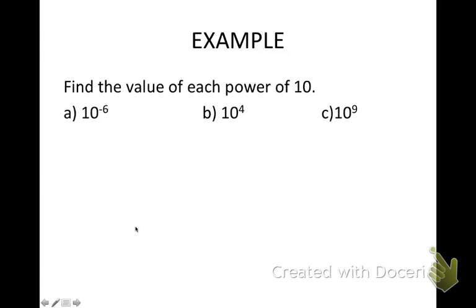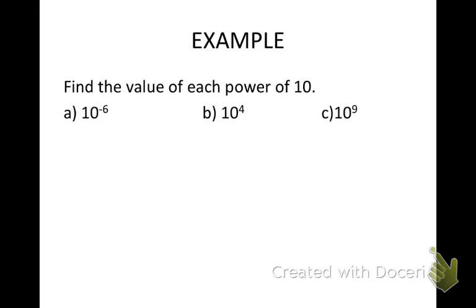Write the following on your notes. We've got 10 to the negative 6th, 10 to the 4th, 10 to the 9th. If you are asked to evaluate or find the value of a power of 10, you're either adding zeros to the right or adding zeros to the left. Do you guys remember doing decimal places and moving them when you did power of 10s before?